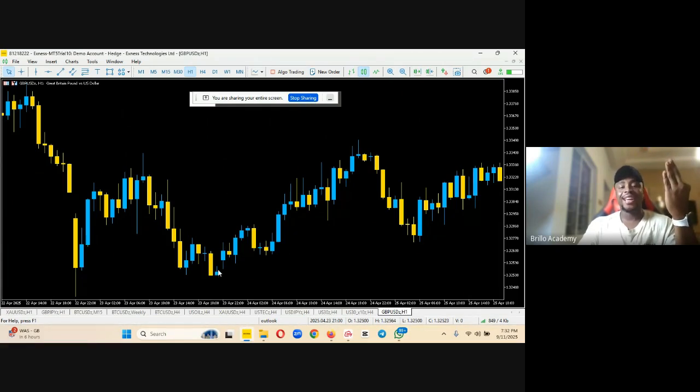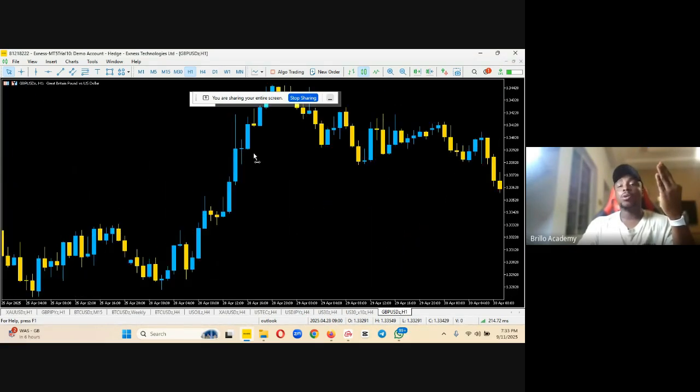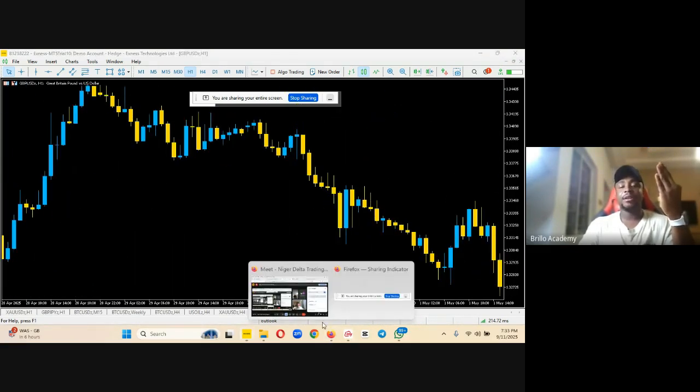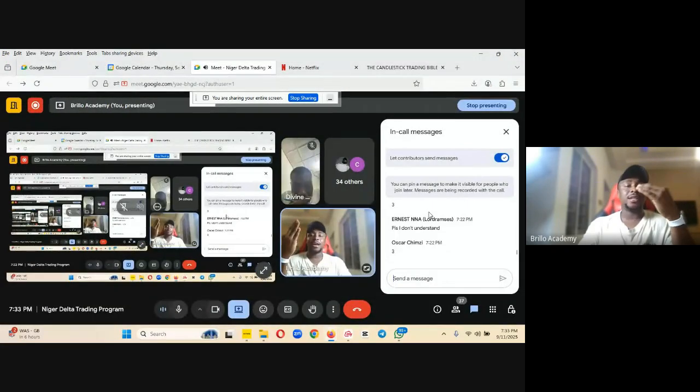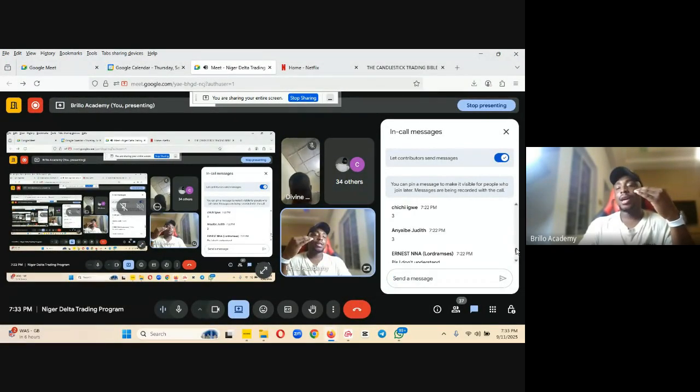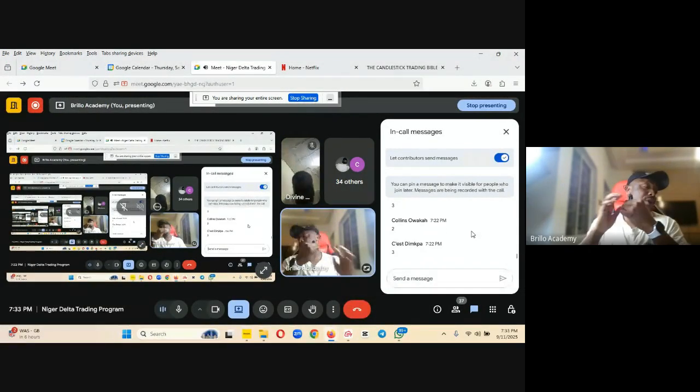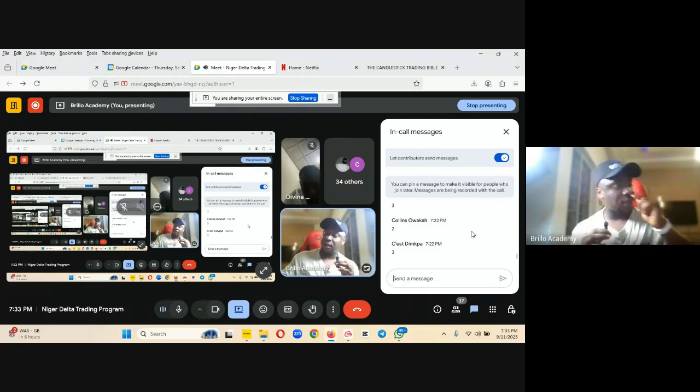Okay, now this is an inverted hammer. You're seeing it, right? The market was coming down and we had an inverted hammer. And what happened after that? The market went up. So take note of the inverted hammer and the hammer. If you understand the explanation of the hammer, just type one in the chat box so that we can move to another candlestick pattern.